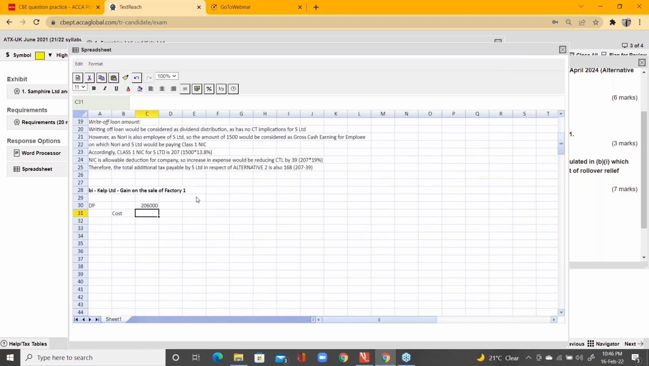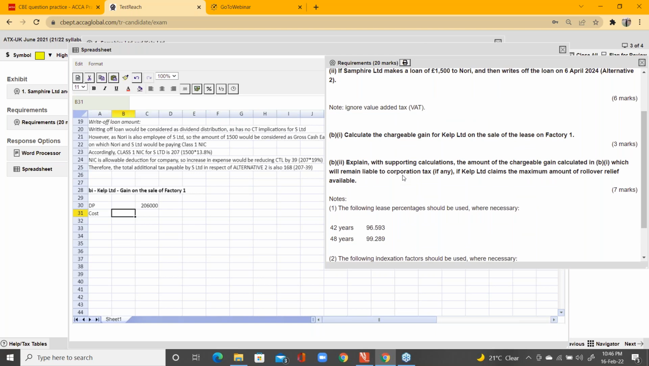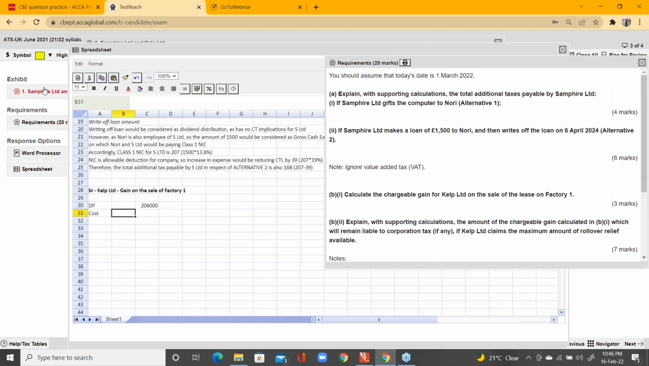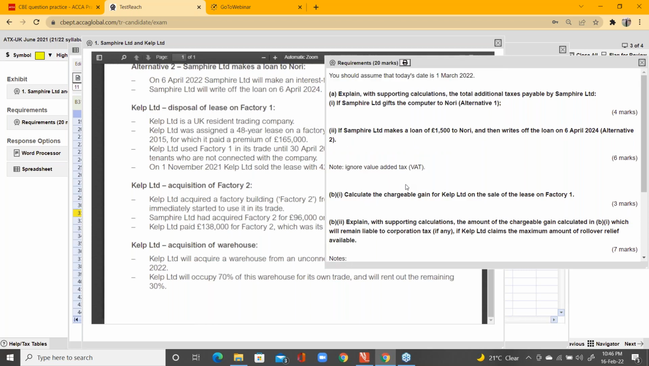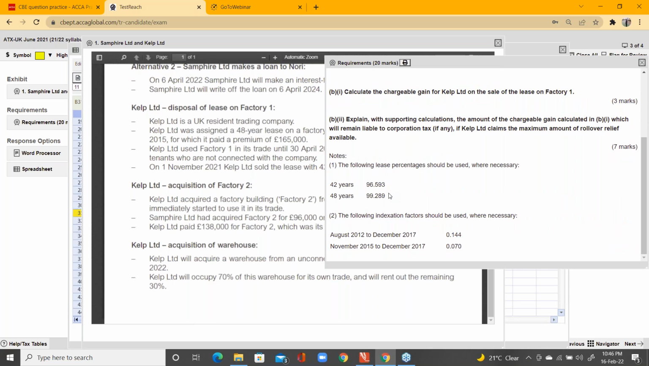Cost. The company purchased this asset for a total of, very important to understand please, 165,000, but for 48 years. But after using 6 years the company is disposing, so we have to use the lease percentages for 48 years and 42 years in the calculation.